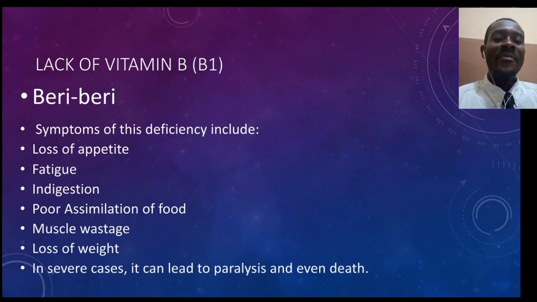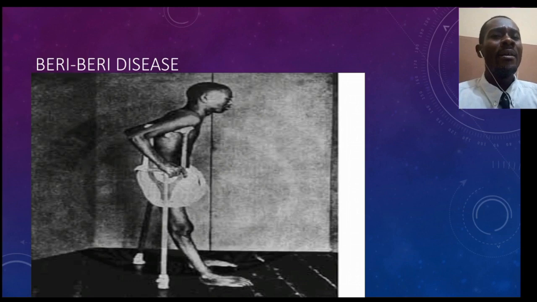Now, the next one, in severe cases, it can lead to paralysis. It's a serious issue. It can lead to what? Paralysis and even death. Let's take a look at a man, a patient that is suffering from BERI-BERI disease. Look at this man. He can no longer walk. He's already moving with crutches, to tell you that he has reached the critical stage of the deficiency of vitamin B1.